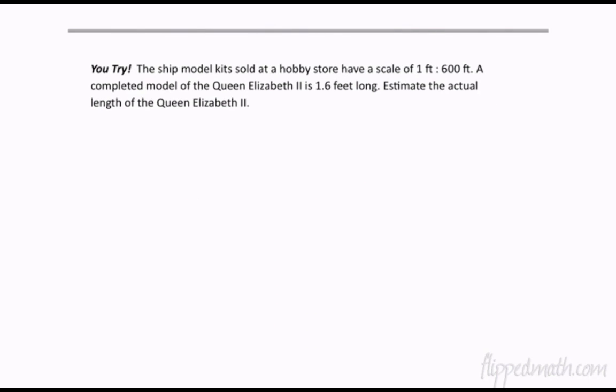This is all for you. Ship model. The ship model kits sold at the hobby store have a scale of 1 to 600 feet. A completed model of the Queen Elizabeth is 1.6 feet long. Estimate the actual length. Go!